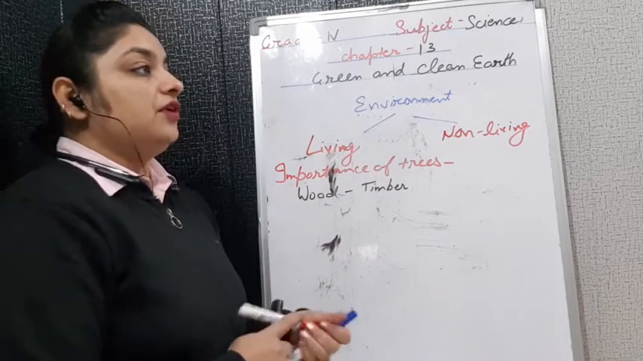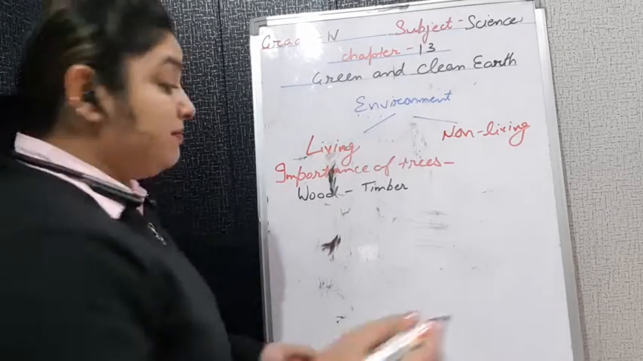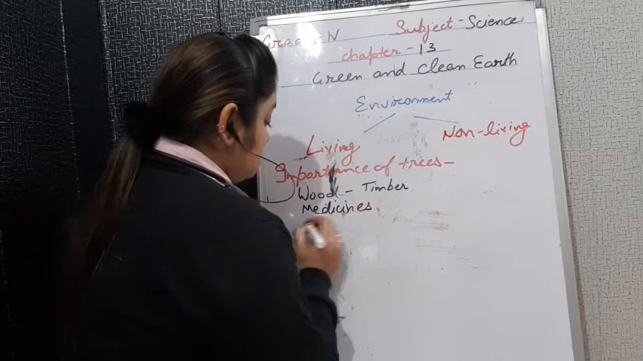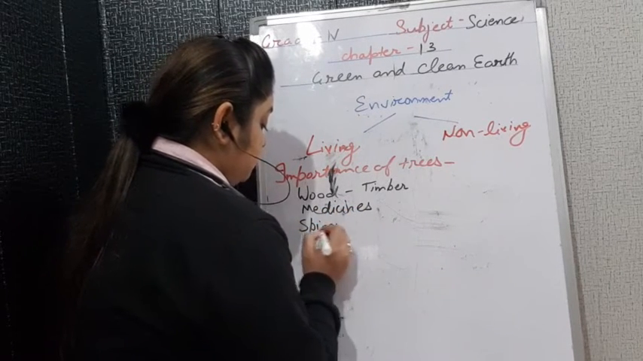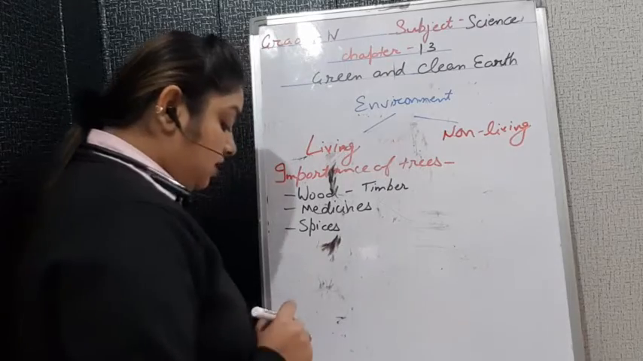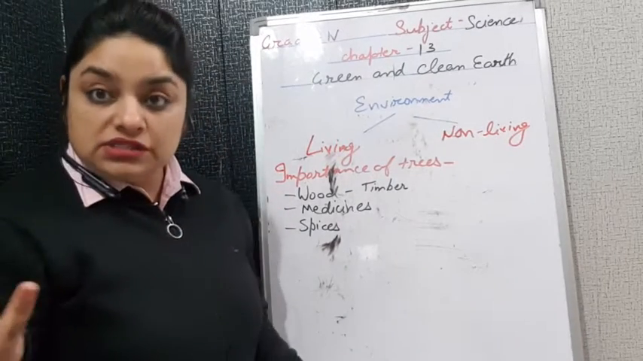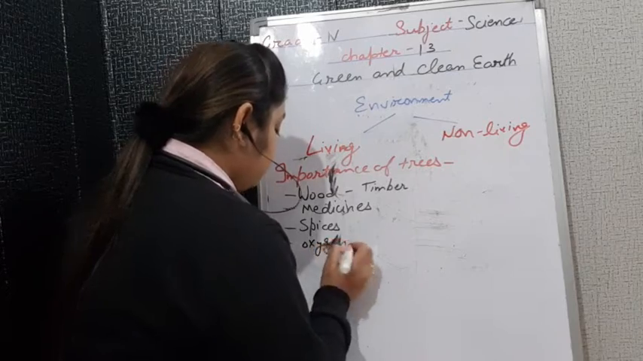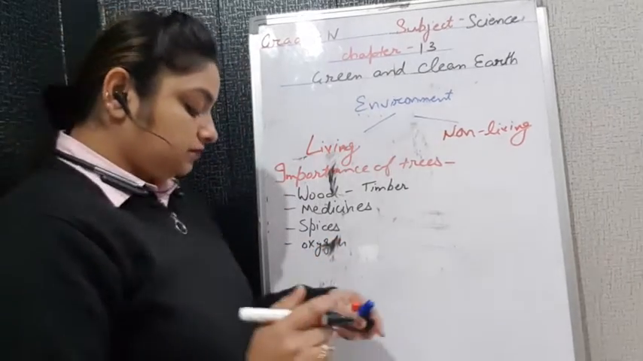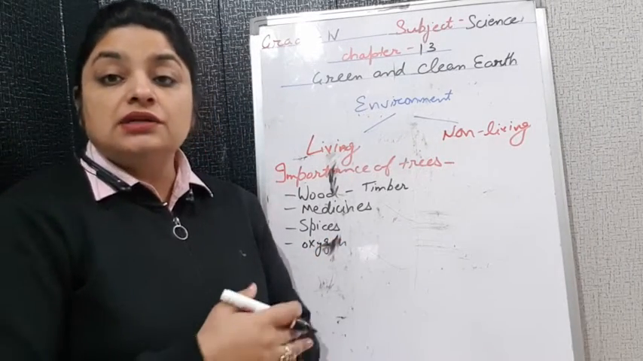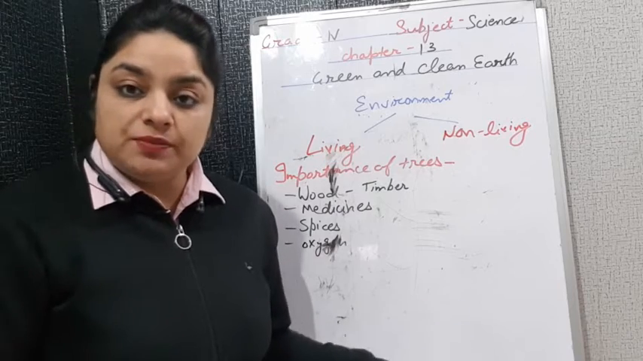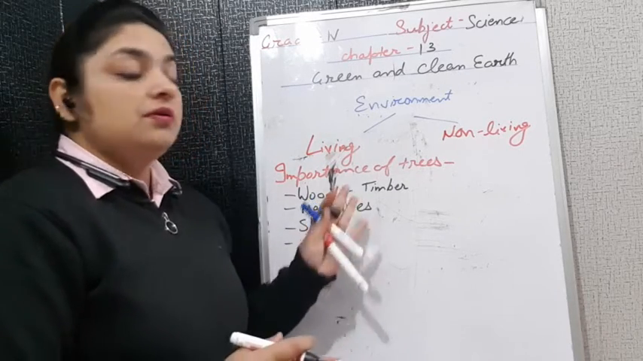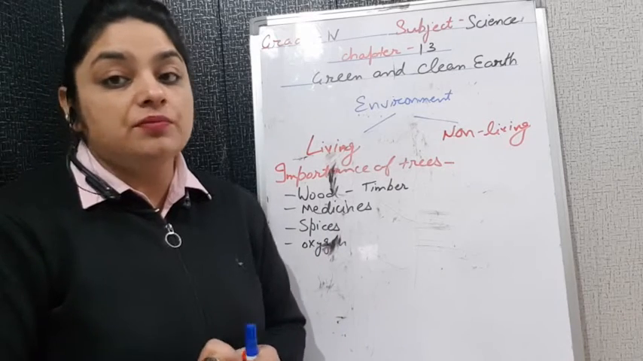Second, there are so many herbs, so many medicines which we can get from them. Then spices also we are getting from the trees. We all are getting oxygen which we are breathing, and that also we get from the trees. Paper, rubber, there are so many things, fruits, vegetables, food, grains, all these things we are getting from the plants, from the trees. So trees, they are very important for us.